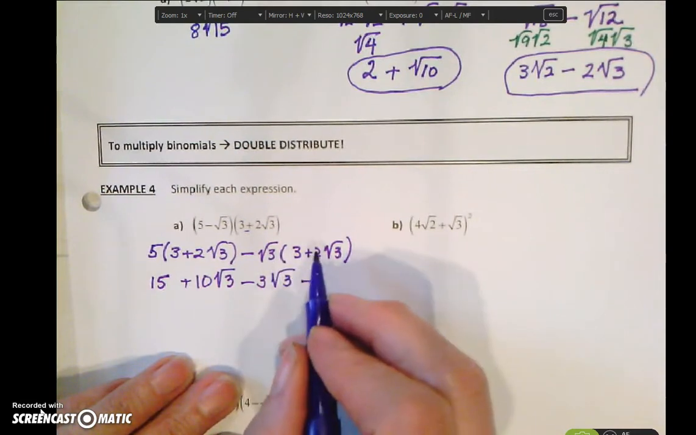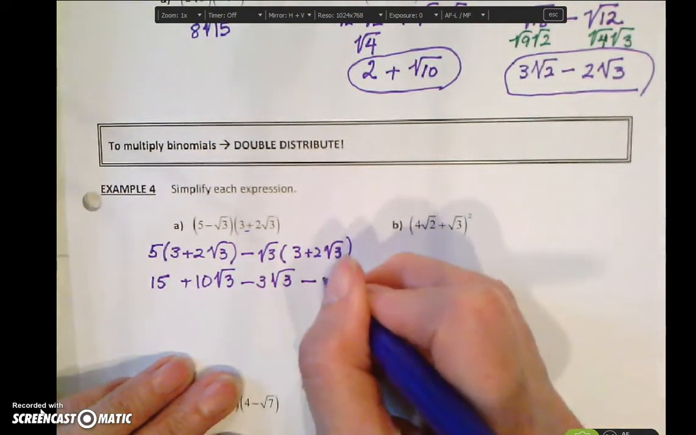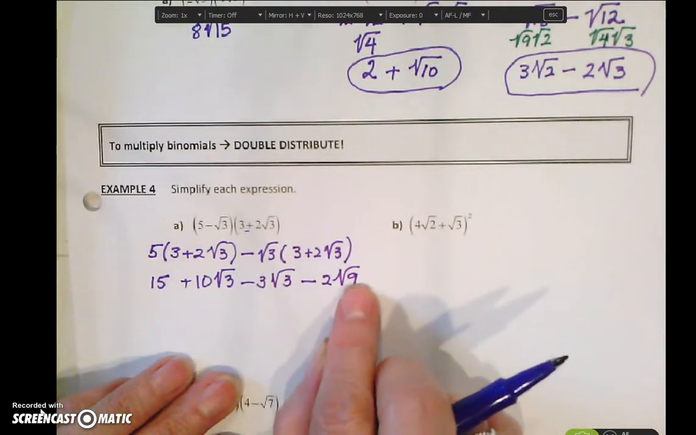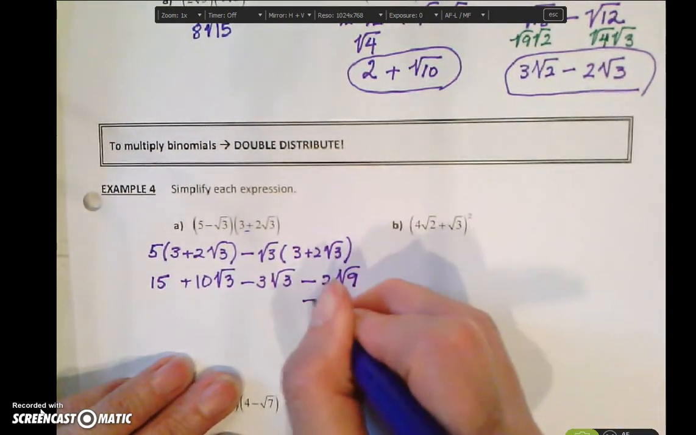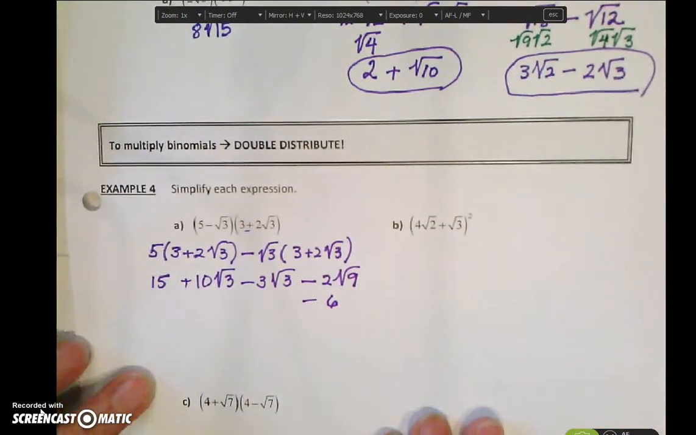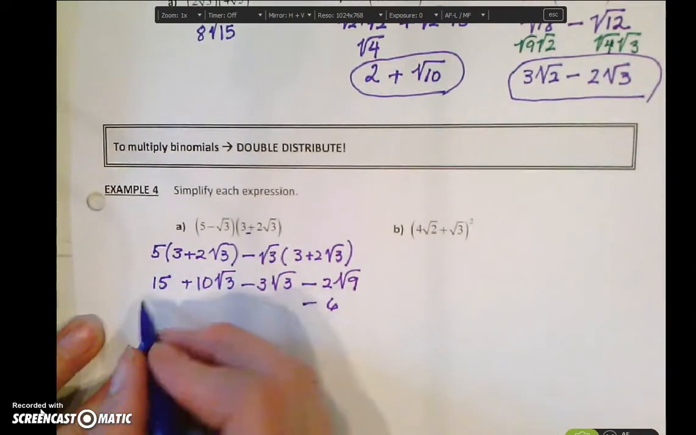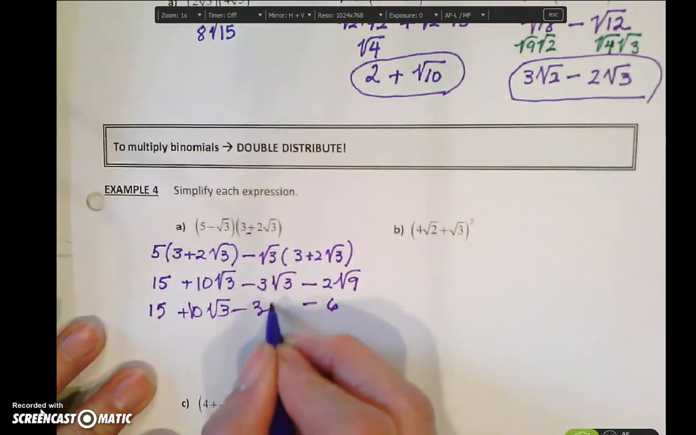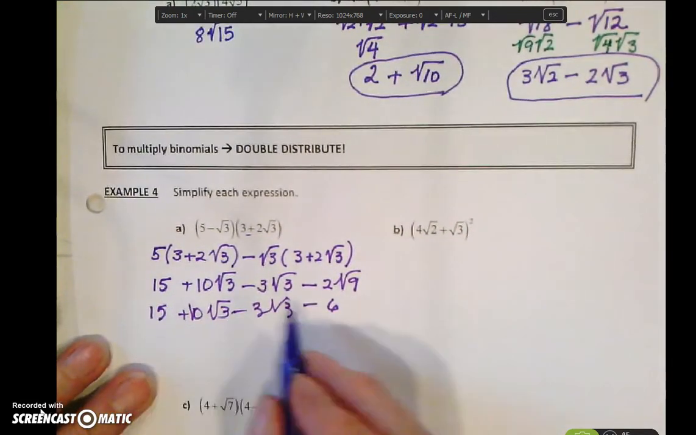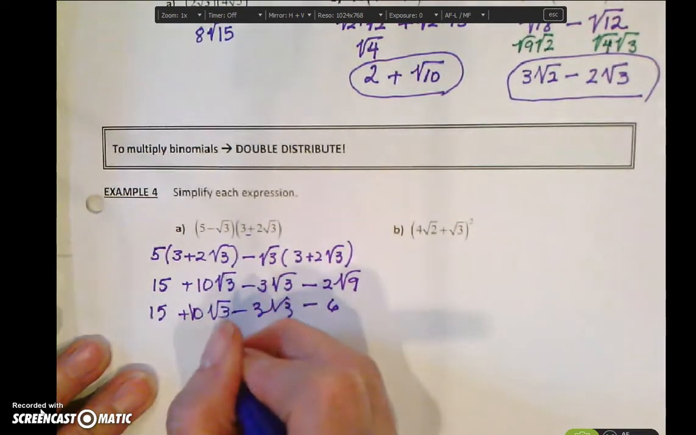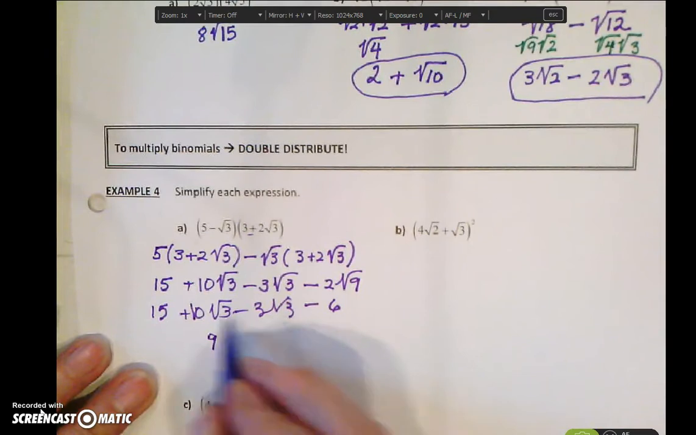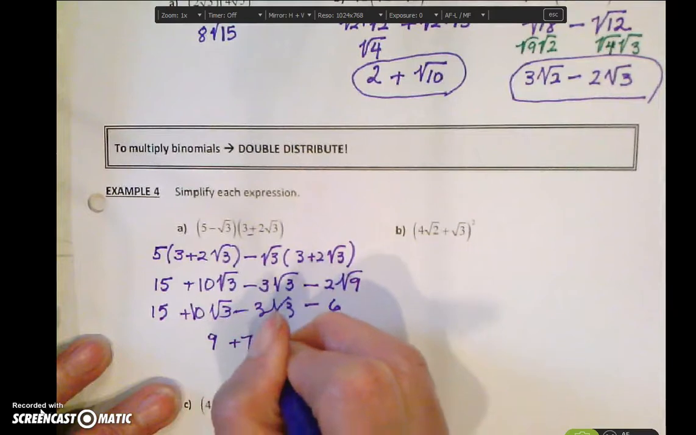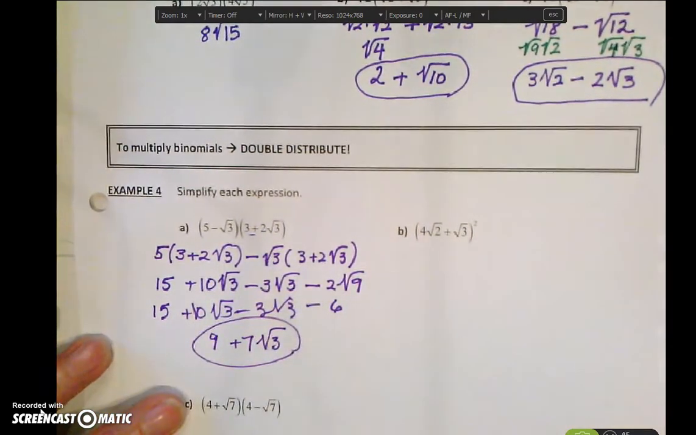This time I have square root of 3 and then times 2 radical 3. And that's going to give me 2 radical 9. And 2 radical 9 is a 3, so this is going to be 3 times 2 is 6. So this is going to be minus 6. So right now I've got the 15 plus 10 radical 3 minus 3 radical 3 minus 6. So combining like terms, 15 subtract 6 is 9, and then 10 radical 3, here's my like radicals. 10 radical 3 minus 3 radical 3 is a positive 7 radical 3.